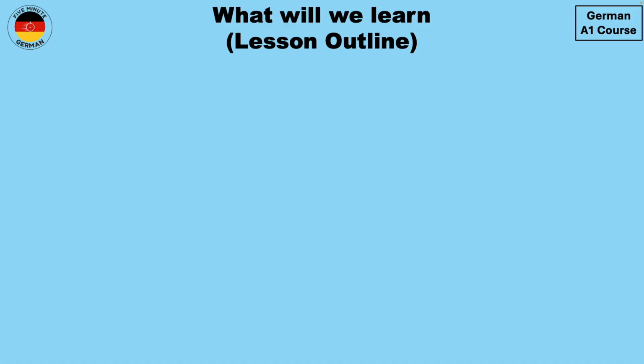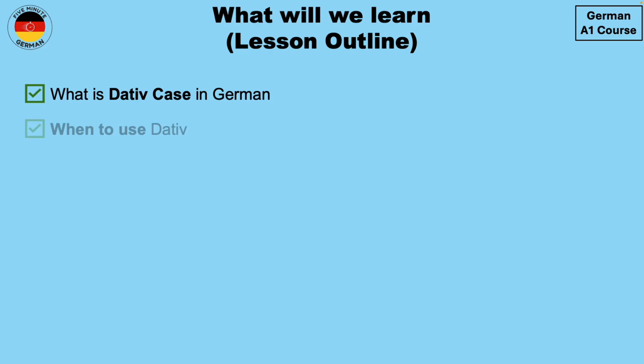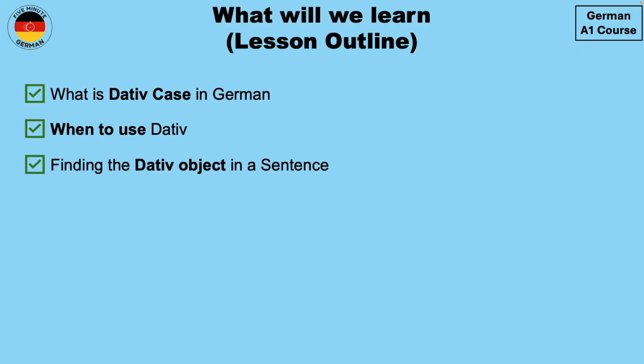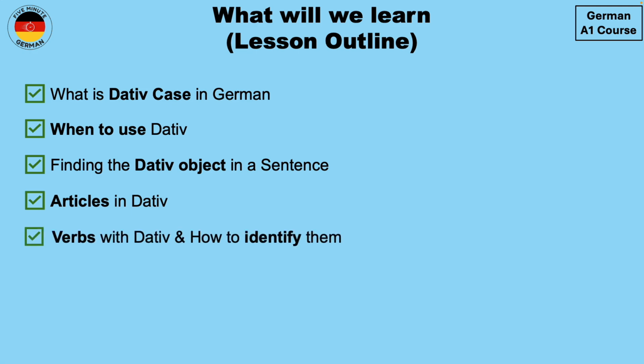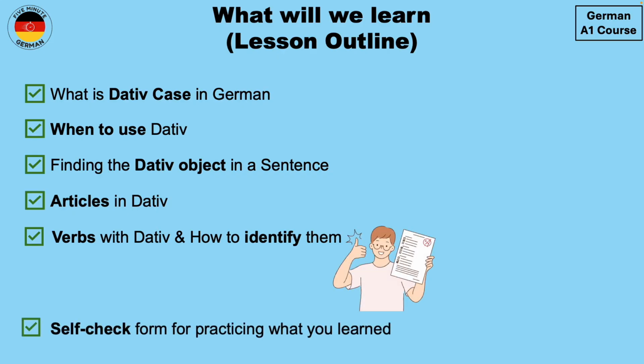So now let's not waste any time and let's understand dative. So we will start by first of all understanding what is the dative case in German. After that, we will take a look at when to use dative. Then I will tell you when to find the dative object in a sentence, because this will be important for you to know when you have to use the dative. Then we will take a look at the articles in dative. And at the end, we will take a look at the verbs with dative and how to identify them. You will also get a self-check form for practicing what you learn in this lesson.